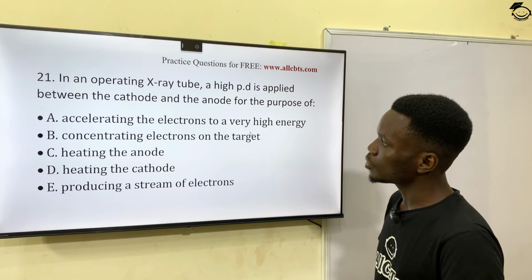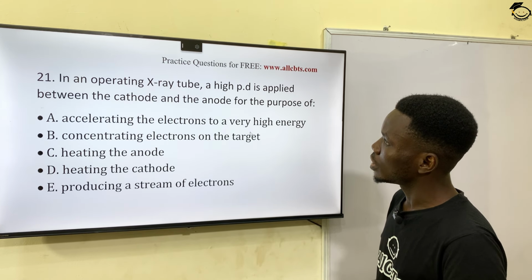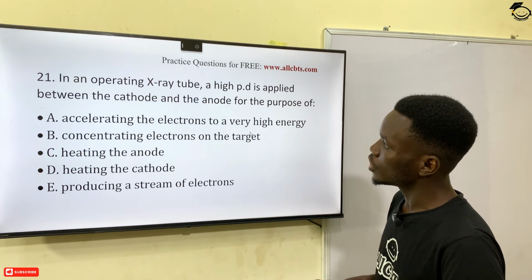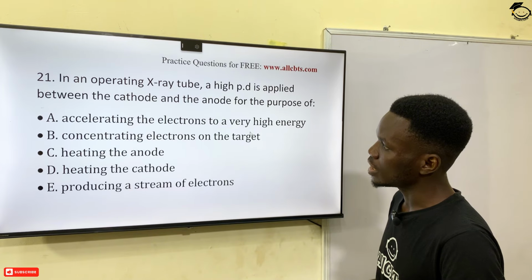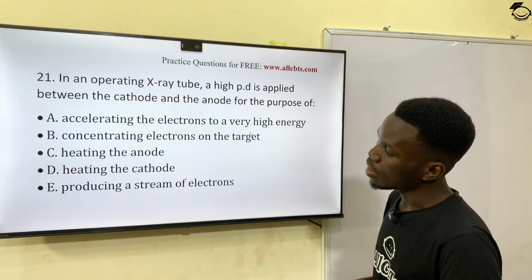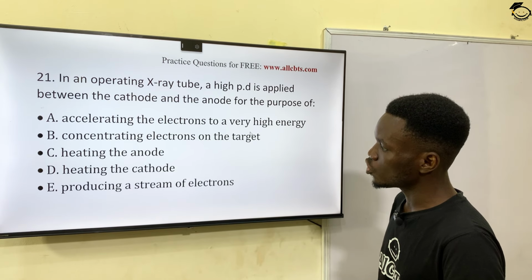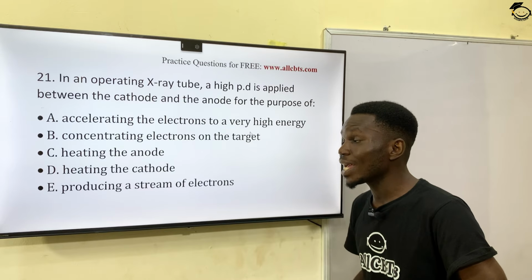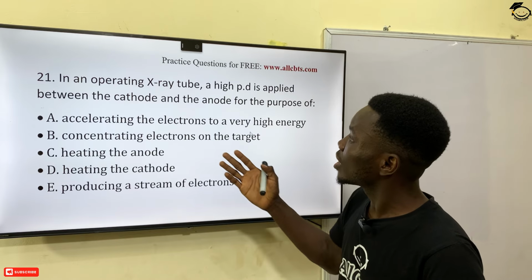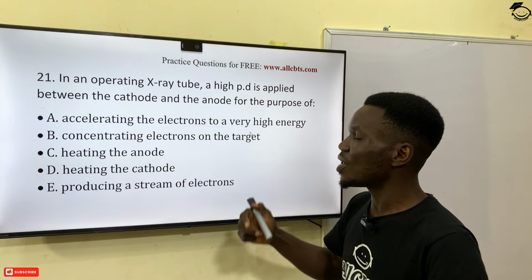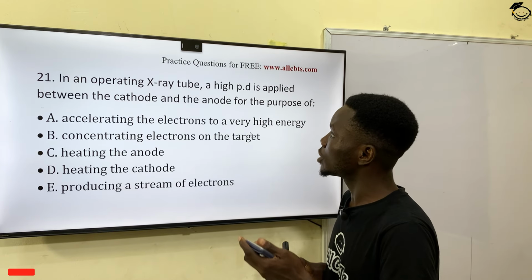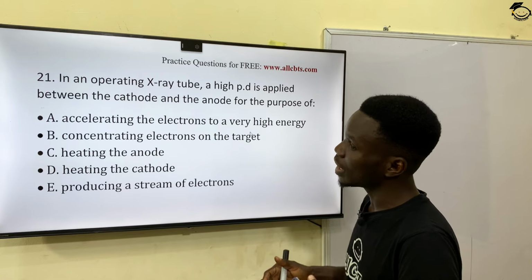So the options, option A says it is done in accelerating the electrons to a very high energy. Option B says it is in concentrating electrons on the target. Option C says it is heating up the anode. Option D says it is heating the cathode. And option E says it is producing a stream of electrons. Now the reason why they increase the potential difference to a high value is so that you can accelerate the electrons to a very high energy. So when you accelerate the electrons to a very high energy, then you can use it in operating your X-ray tube. So the correct answer is option A.